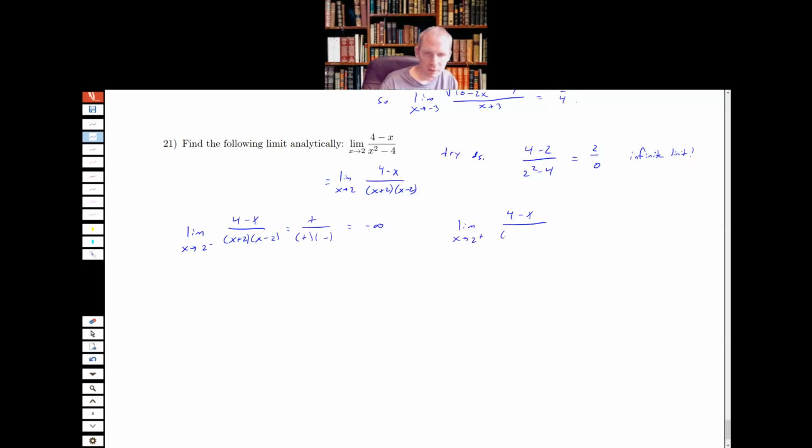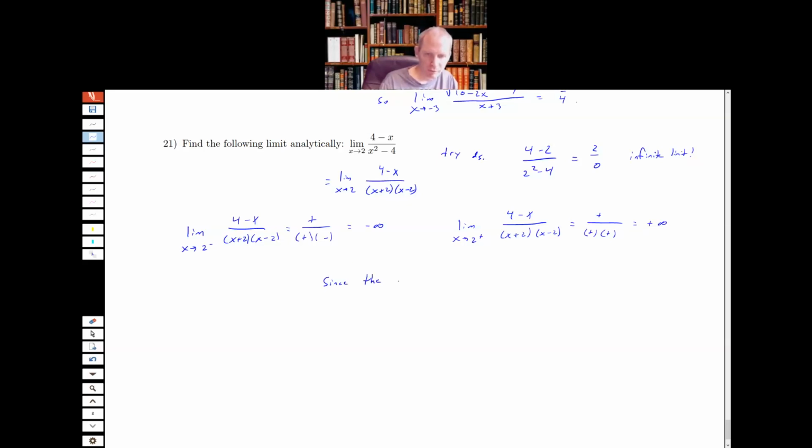So now let's look at the limit as x approaches 2 from the right of 4 minus x over x plus 2 times x minus 2. And we have a similar situation when x is near 2. 4 minus something close to 2 is going to be about 2, which is positive. 2 plus 2 is 4, so this one's positive. Here I'm close to 0, but if I'm looking at numbers that are slightly bigger than 2, when I subtract 2, I'll be left with a positive. So this is going to give me a positive infinity, and these two don't match.